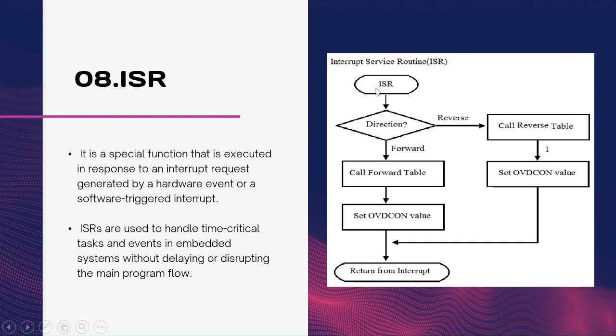Here is an ISR. A direction is given. If it is in a forward direction, then we have to call the forward table. And if the direction is given to be reverse, then call the reverse table. After calling the reverse table, we have to set the OVD-con value, which is 1. And after calling the forward table, we set the value of OVD-con. Now we have to return from the interrupt. So this is the flow diagram showing the working of the ISR.